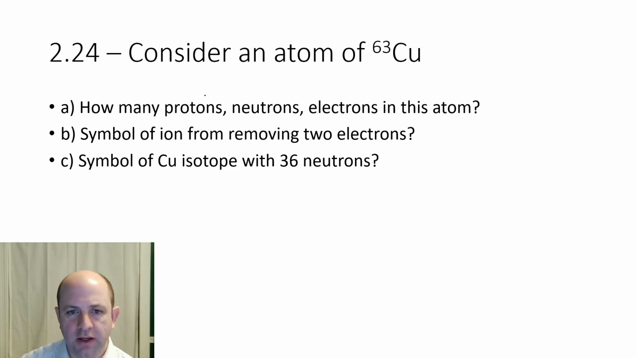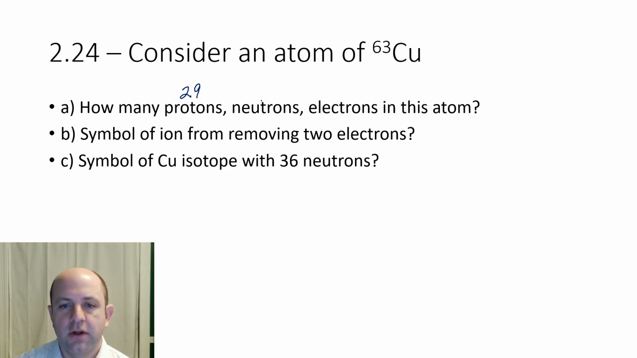The protons are always equal to the atomic number. So just find copper on the periodic table. You'll see that it's number 29, kind of right in the middle of the table, which means it's 29 protons. That's it. No other work needed. Just find that number in the box.